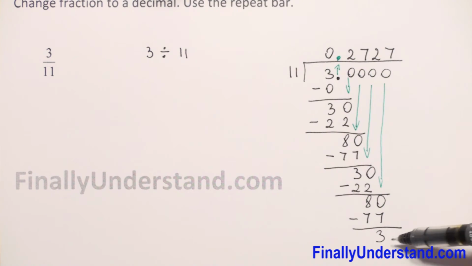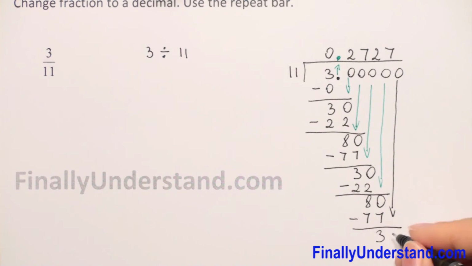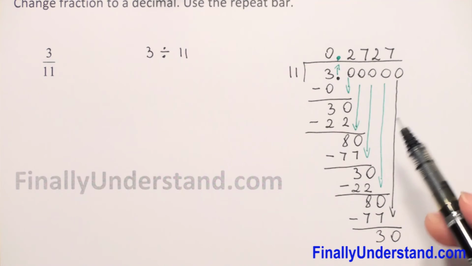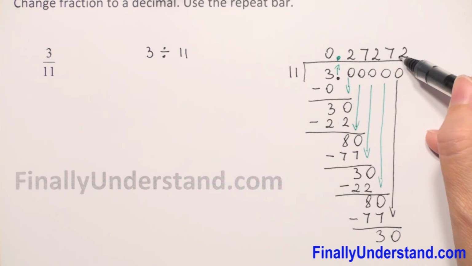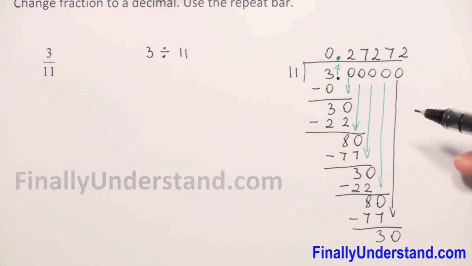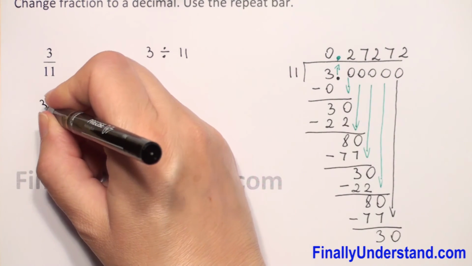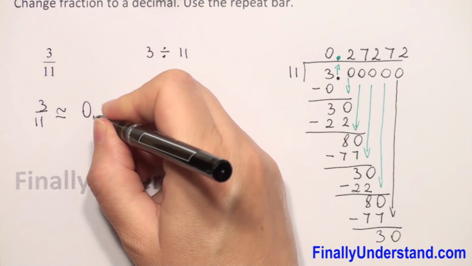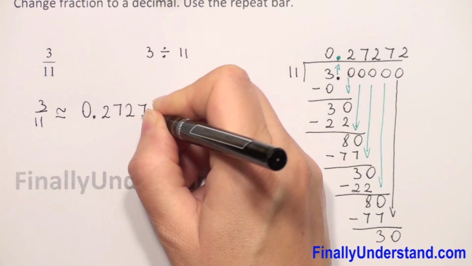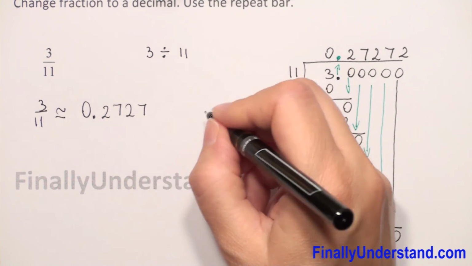And we see that again our remainder is different than 0 when we add an extra 0 and take down this 0. So it will be 30 divided by 11 is again 2. So we see that 27 repeats in our quotient. So we can rewrite that 3 over 11 is approximately equal to 0, decimal point 27, 27, and when we do long division, 27 will repeat.